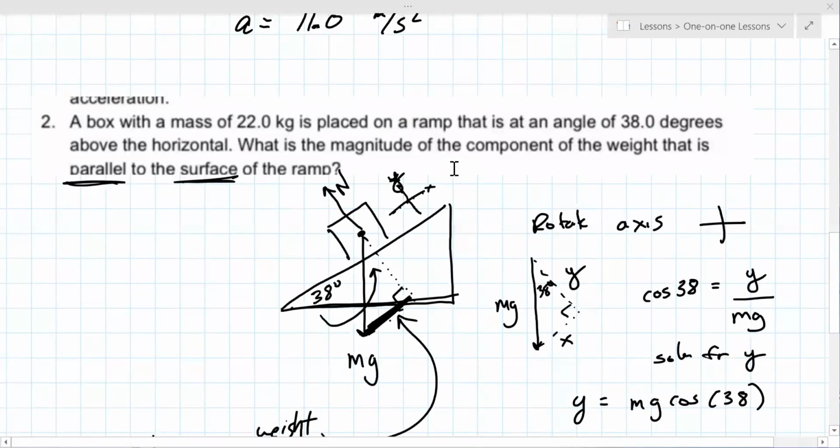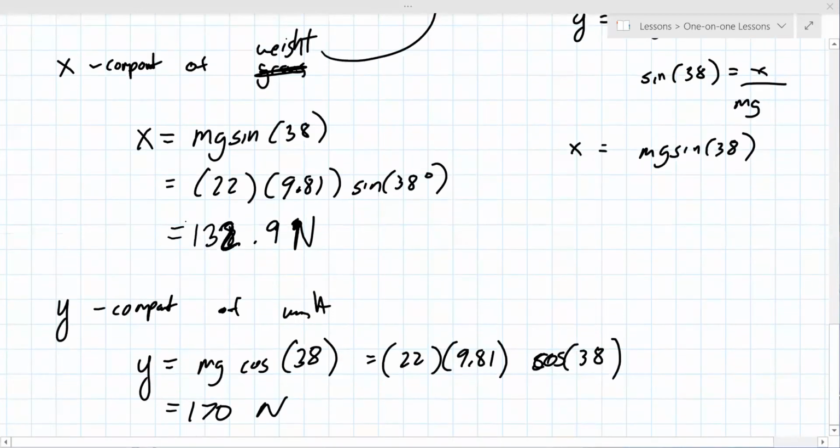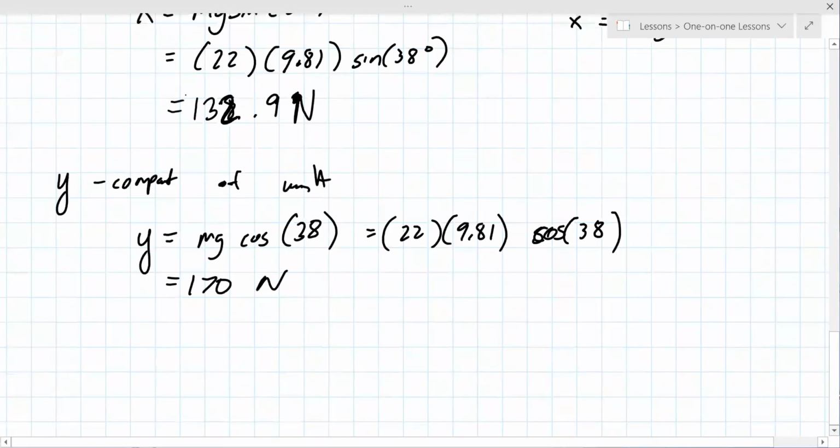There is acceleration, but it's not asking for it. There's almost always a lab where you put something on an incline. If you put something on an incline, the box will slide down, and that's a pretty common lab that is done here. That's it for number 2, though. So we can move on to number 3.